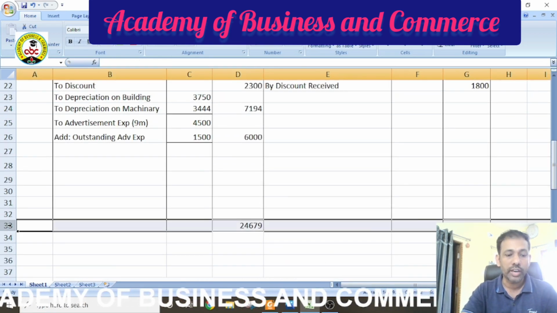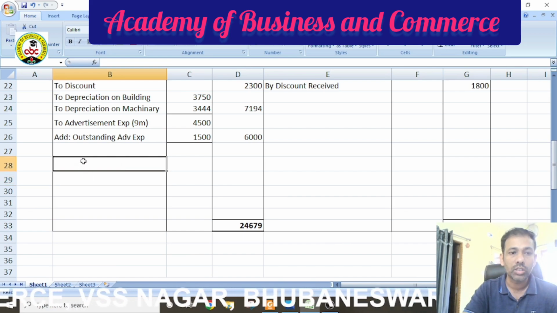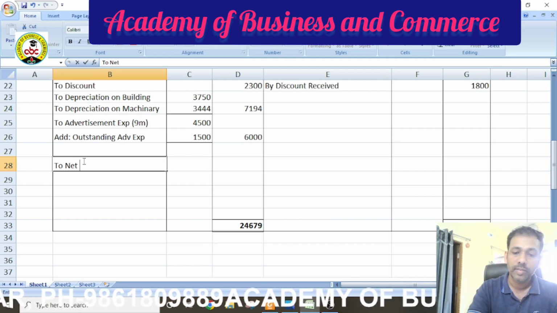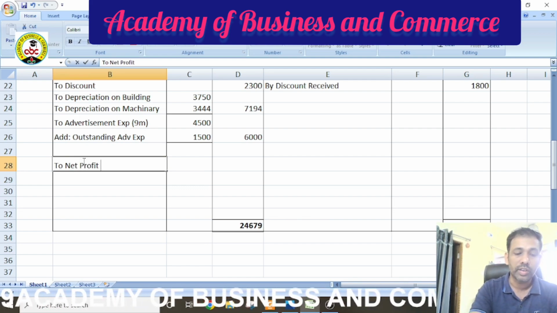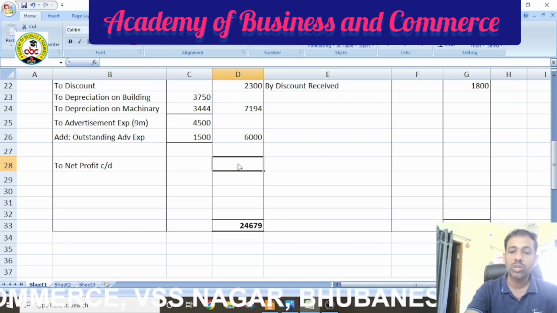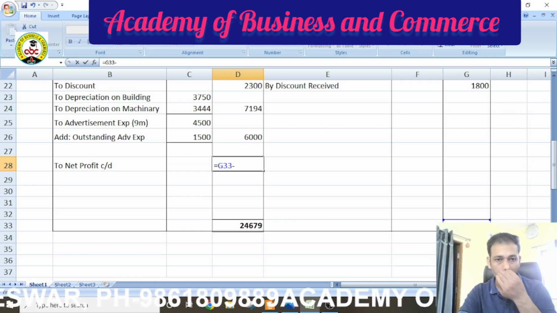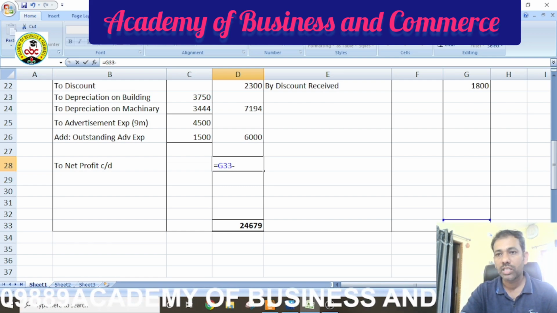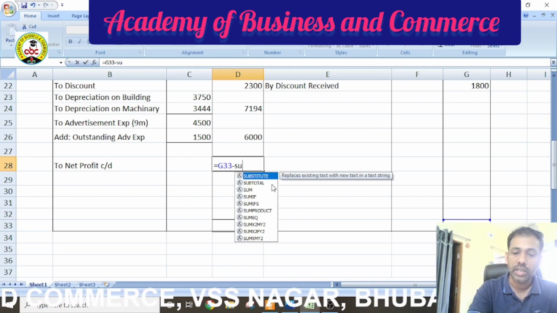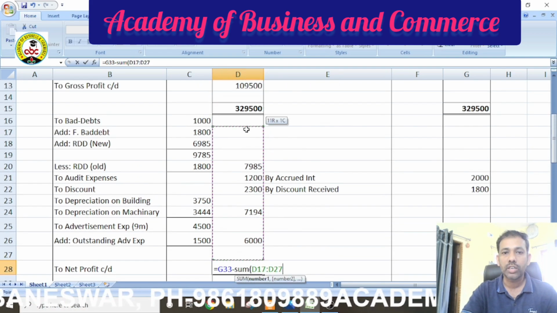So now we have to check the net profit. What is the amount of net profit that we have to find out? There's a formula in Excel that you have to put like this. To net profit, to net profit carry down. The formula you have to put is equal to the total credit side amount minus the sum of all debit side items. You have to include all the debit side items.